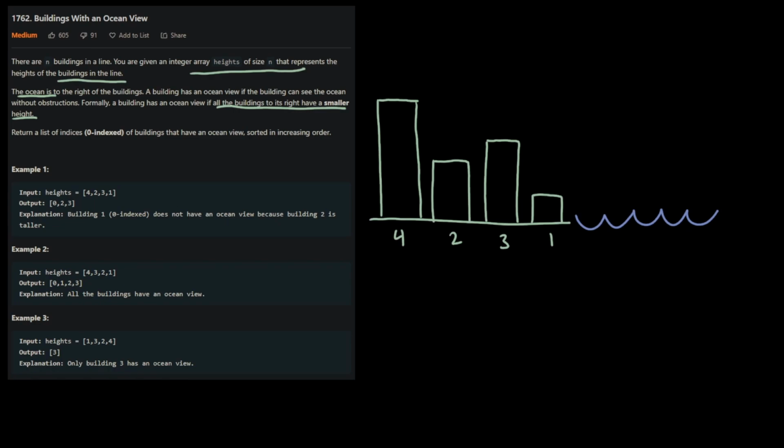And what we want to return is an array with all the indices of the buildings that do have an ocean view, and we want that to be sorted in increasing order.